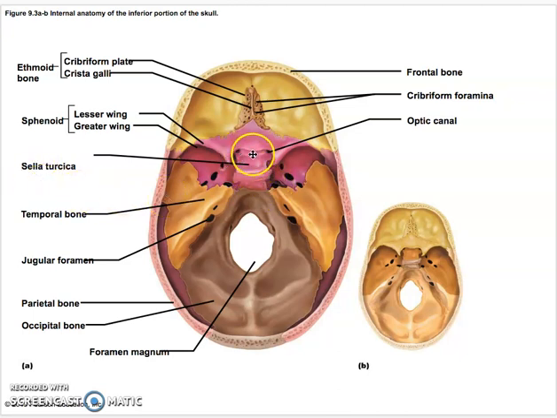And then just anterior to the sella turcica are two holes, and these are where the optic nerve travels through. So this would be roughly where the eyeball is, and then the optic nerve travels through the optic canal. And if you put a stick here and a stick here, they're going to cross in the middle, and they're going to cross at that sella turcica. And this is where the optic chiasma is when we're looking at the brain.